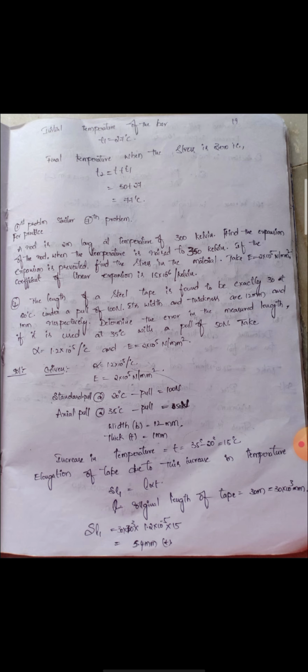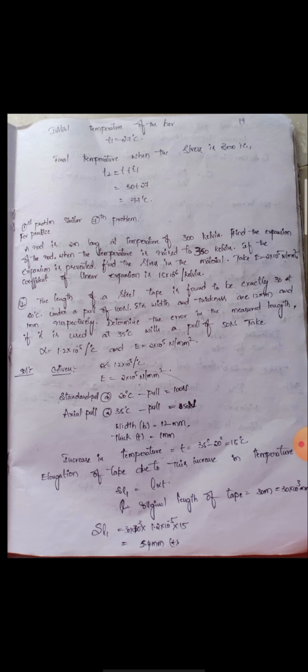For that, standard pull at 20 degrees centigrade equal to 100 Newton. Axial pull at 35 degrees centigrade equal to 50 Newton. Width B equal to 12 mm and thickness T equal to 1 mm. Increase in temperature t equal to 35 minus 20, that is 15 degrees centigrade. So first, the elongation of the tape due to this increase in temperature.